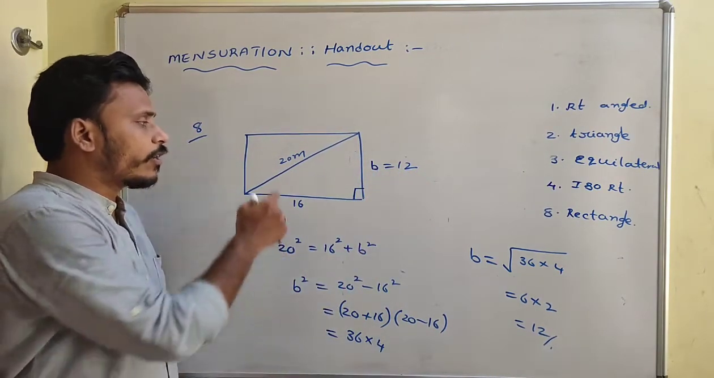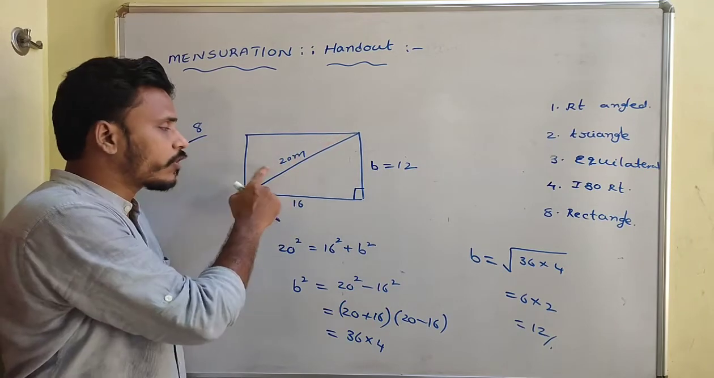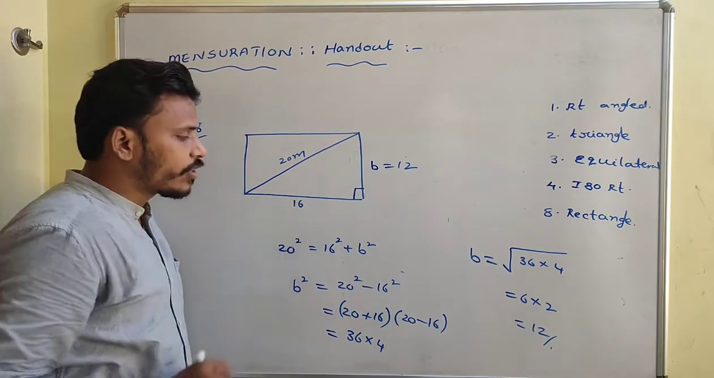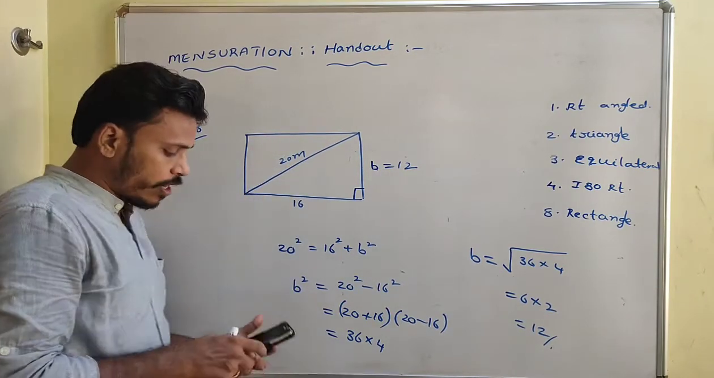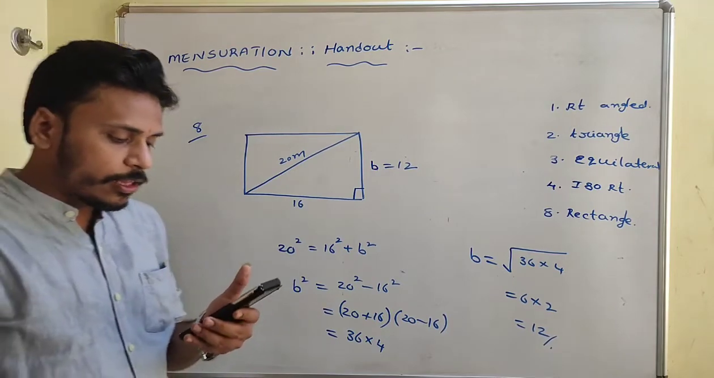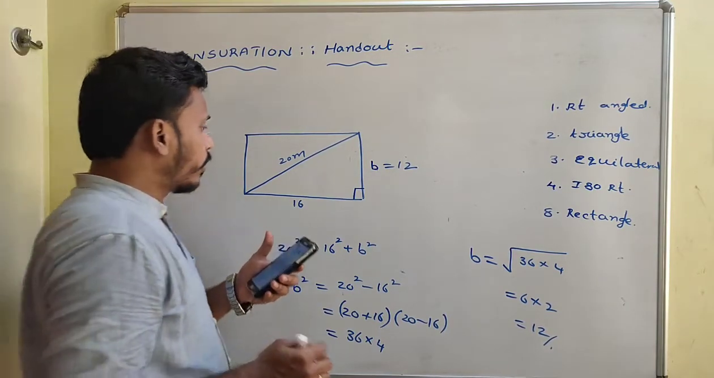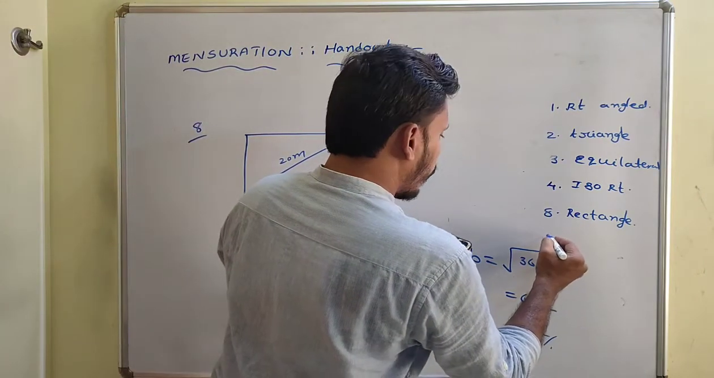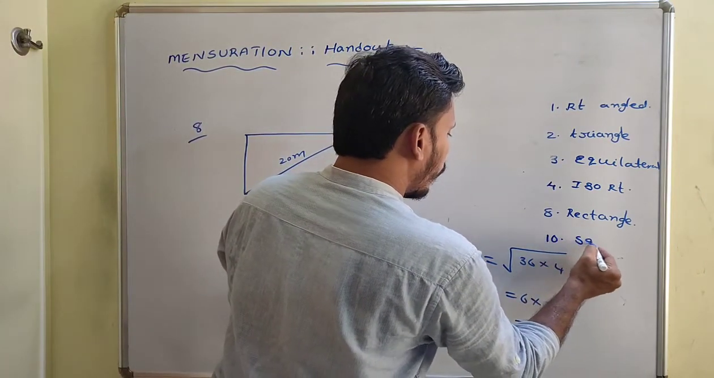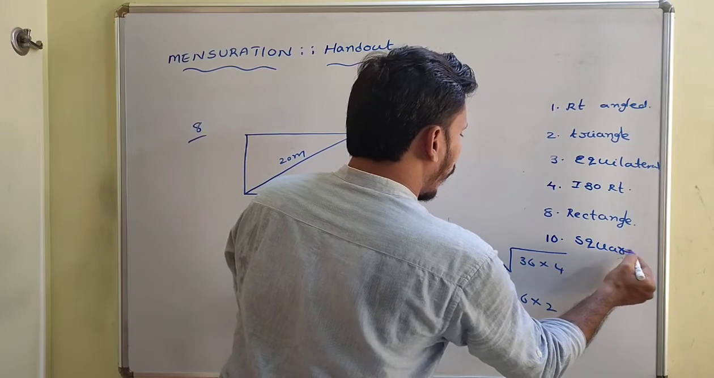Just have a look. The diagonal length is given as 20 for a rectangle, length is given as 16, and the breadth we calculated as 12. And that's the 8th problem, which is related to the rectangle. Then I am going to discuss the 10th problem, which is related to the square.